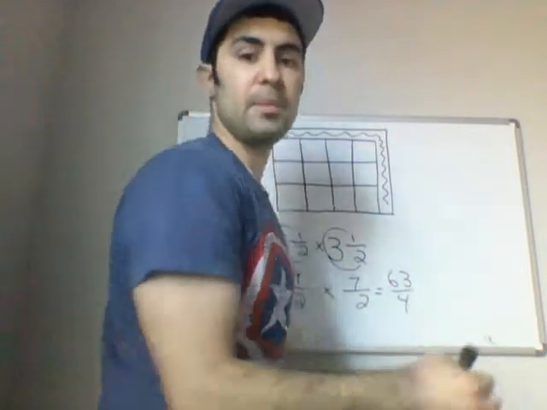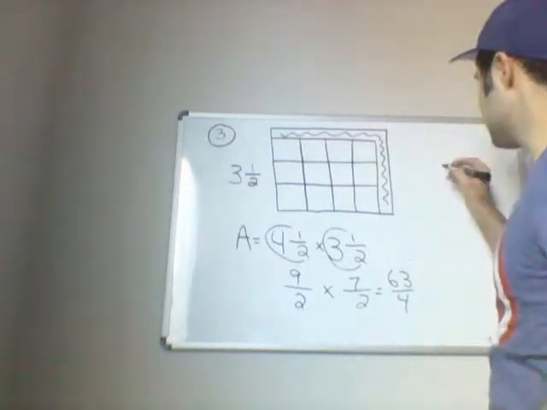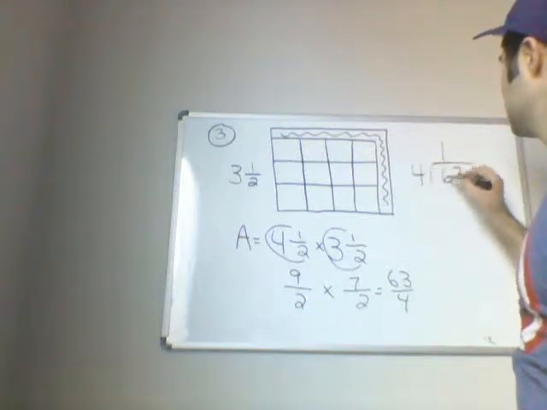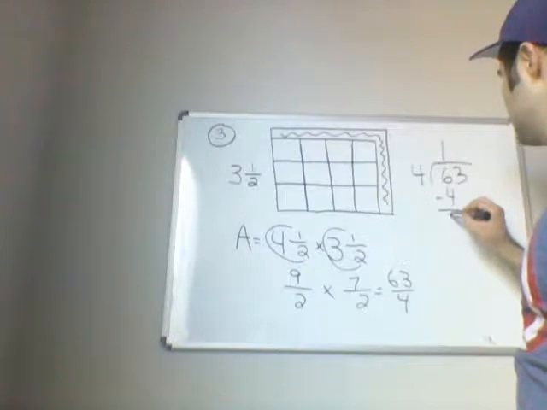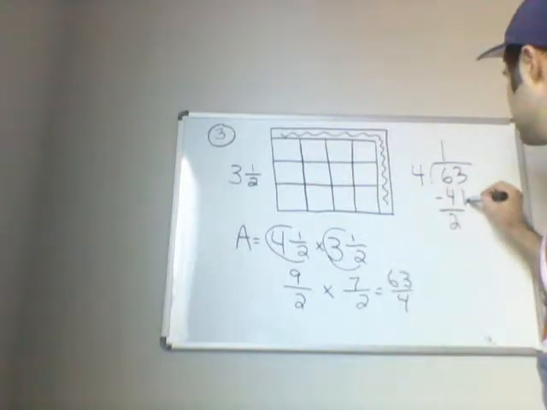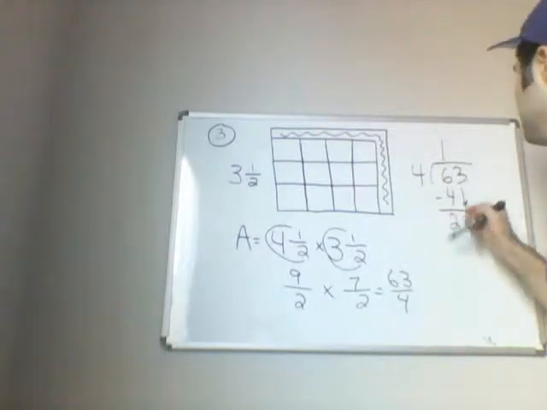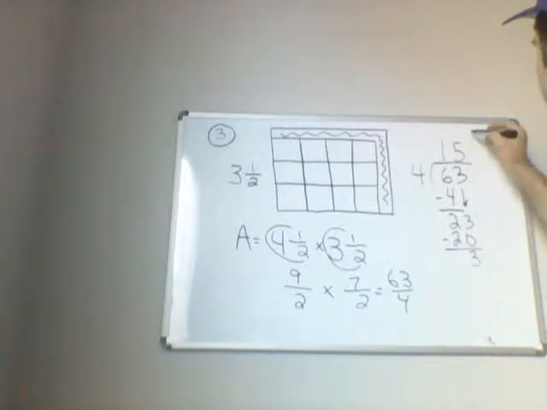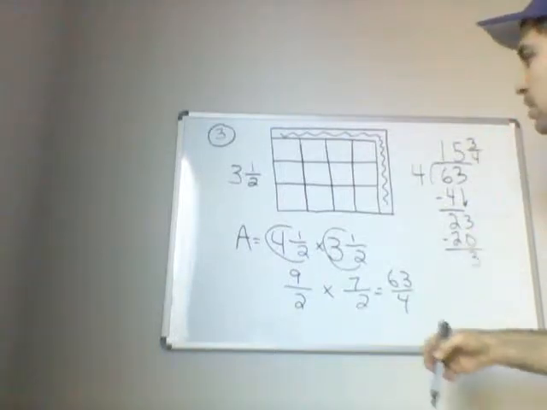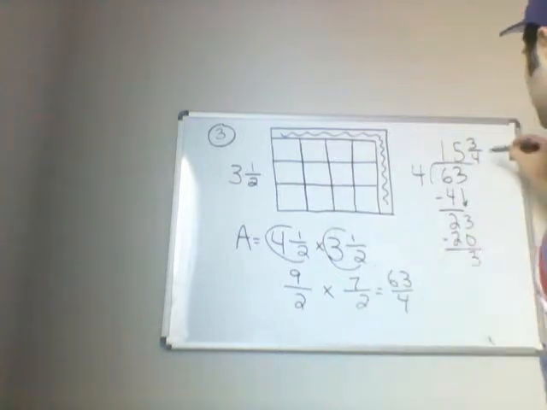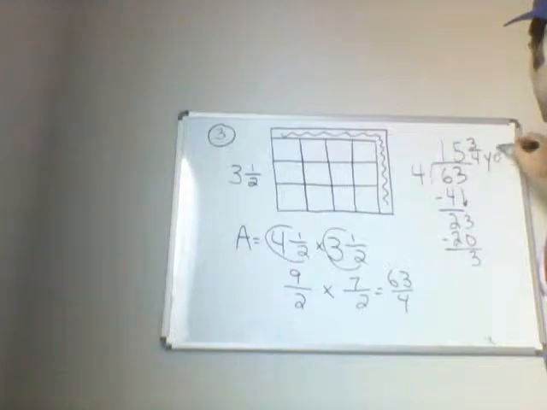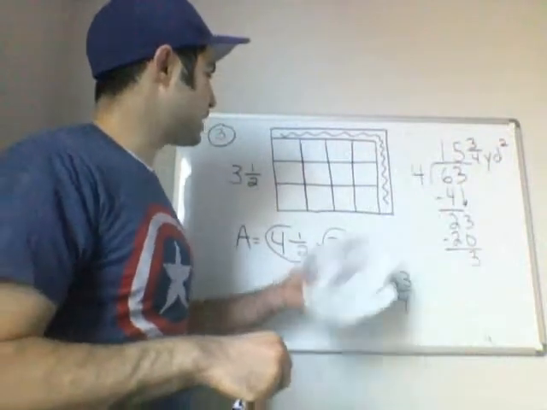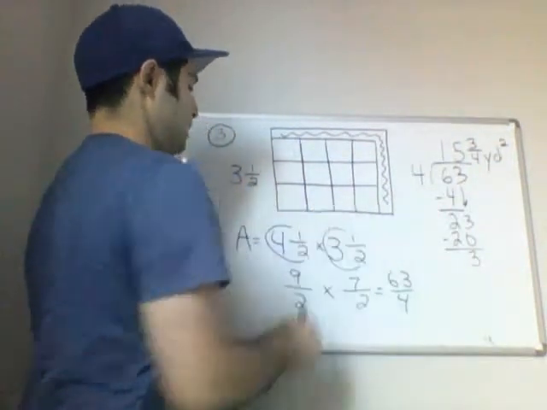And then you can do top divided by bottom. I'm going to do that over here real fast. Not too far out of the screen. 63 divided by 4. 4 will go into 6 one time. 1 times 4 is 4. Subtract. 6 minus 4 is 2. Bring the 3 straight down. 4 will go into 23 5 times. 5 times 4 is 20. Subtract. You're going to have a remainder of 3. So your area is now, instead of 12 square yards, your area is 15 3/4 square yards. Okay, so there's a couple different reasons why you need to know how to multiply mixed numbers.